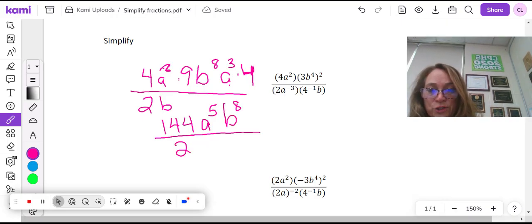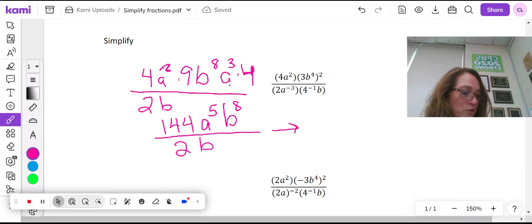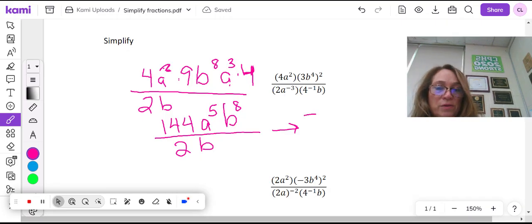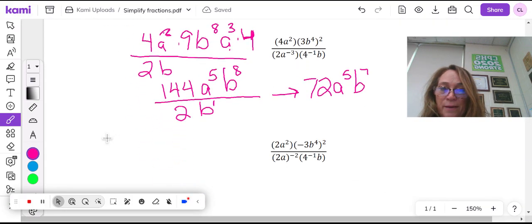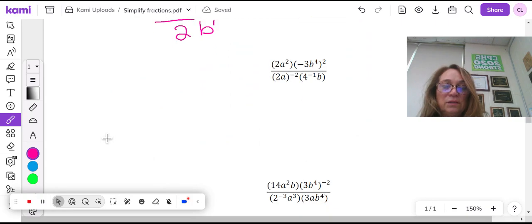And that's over 2b. So I can definitely simplify that because 144 is an even number. It's definitely divisible by 2. So that gives me 72, a to the 5th. And remember, with division, you subtract exponents. So there's that 1 there that we don't see. 8 minus 1 is 7. So it simplifies to that. Okay, and they all pretty much work the same. It's just kind of going slow, all right?